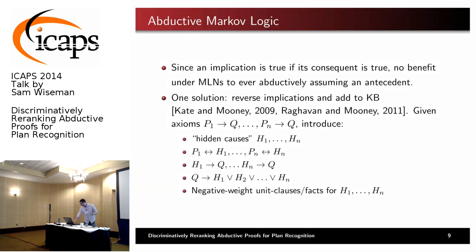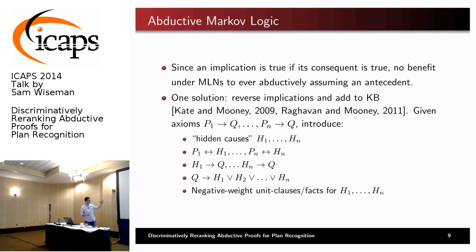So what we have to do to fix it is add more axioms so that we get credit for assuming the antecedents. People have introduced this idea of abductive MLNs, where you just introduce more axioms. Let's say you have P1 implies Q, and so on up to Pn implies Q, so you have a bunch of causes for a particular consequent. You introduce these hidden causes, these Hi, one for each Pi. You make biconditionals between the Pi and the Hi, between the causes and the hidden causes. You say that each of the Hi causes the Q, so each of these hidden causes is sufficient for the consequent you care about.